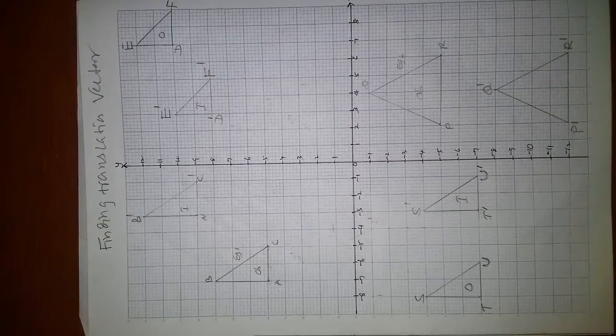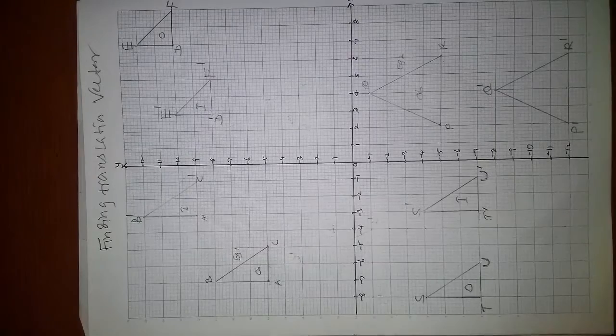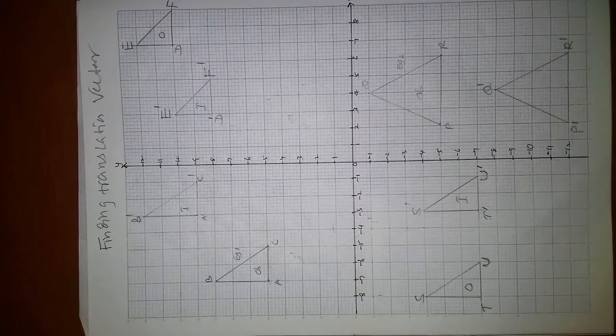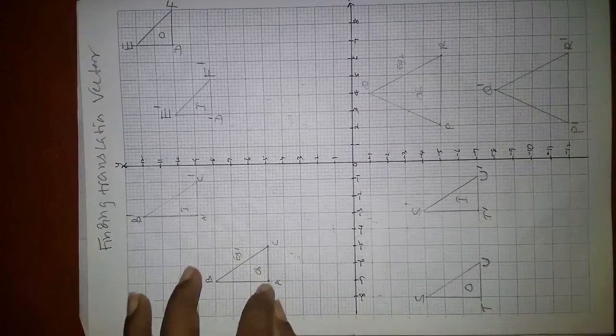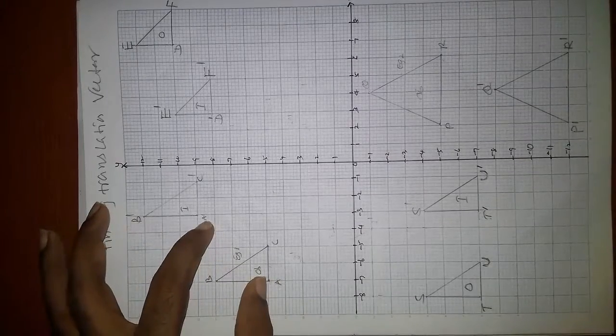In such a case, you may be asked to fully describe the given translation where the object and image have been given. When the object and image have been given, you can find the translation vector. How do you find the translation vector? Then you get this A and A dash.